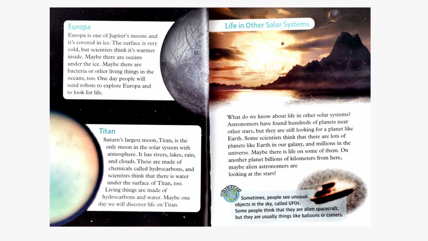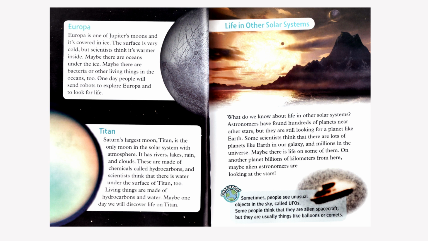Europa. Europa is one of Jupiter's moons, and it's covered in ice. The surface is very cold, but scientists think it's warmer inside. Maybe there are oceans under the ice. Maybe there are bacteria or other living things in the oceans too. One day, people will send robots to explore Europa and to look for life.